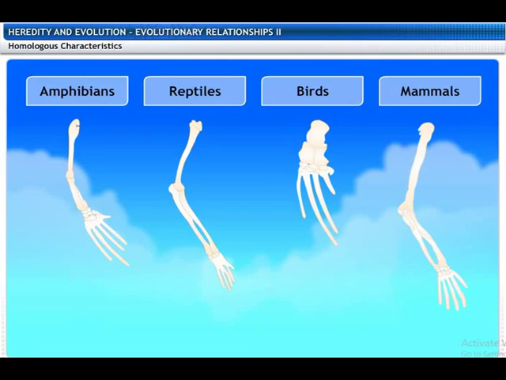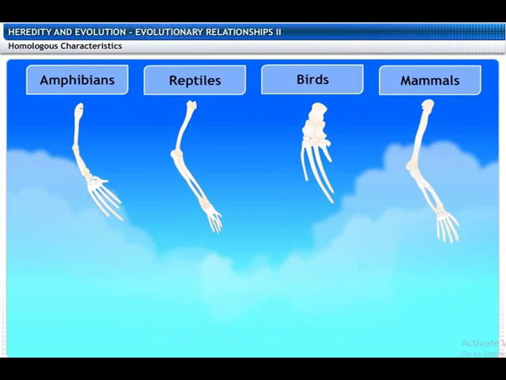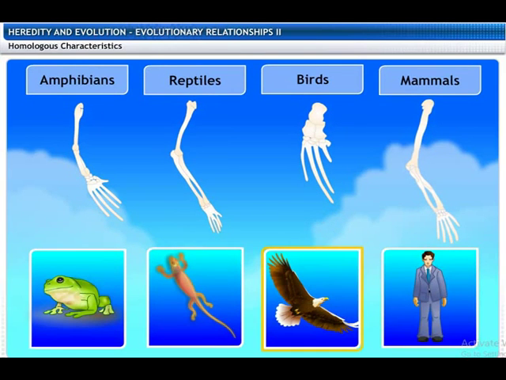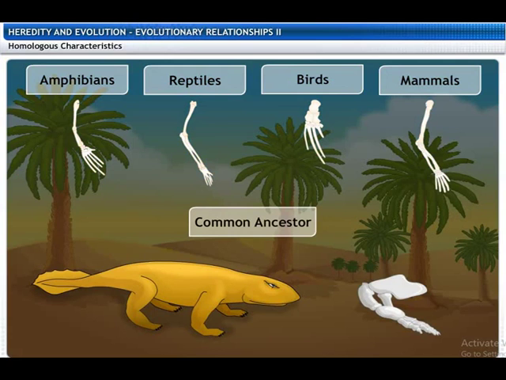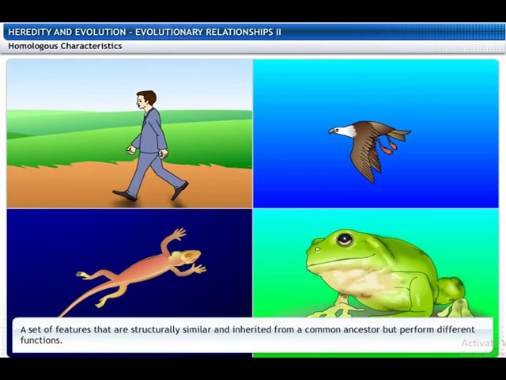Characteristics in far related organisms would be similar because they are inherited from a common ancestor. Such characteristics are called homologous characteristics. For example, mammals, birds, reptiles, and amphibians have 4 limbs with the same basic limb layout because they have inherited the limbs from a common ancestor. These limbs have been modified to perform different functions.